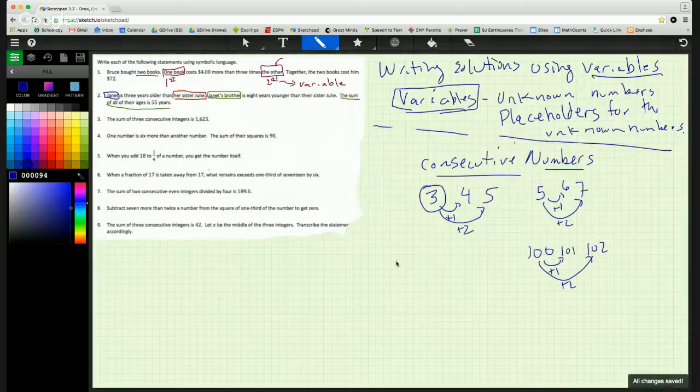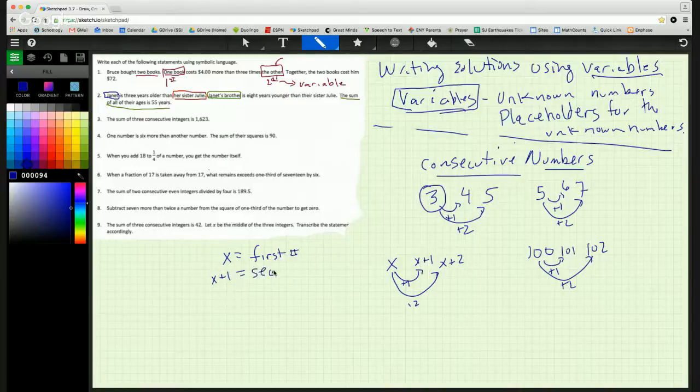So let's say my first consecutive number is x. How can I get to the next number after x? I heard someone say x plus 1. You would be right. And if I want to add 2 to get to the next one, I would say x plus 2. So consecutive numbers can always be written as x equals the first number, x plus 1 equals the second number, and x plus 2 equals the third number.